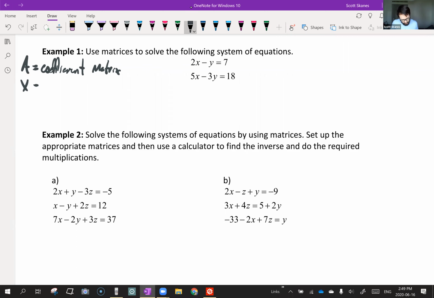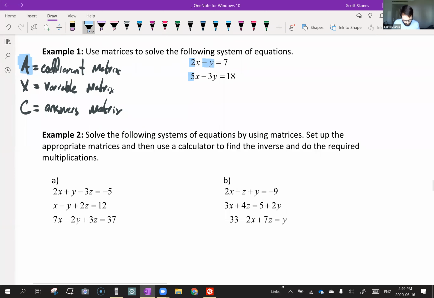The matrix X is our variable matrix. It's the matrix that holds all of our variables, in this case, X and Y. And our matrix C is, well, I guess the solutions matrix, or I'll just call it our answers matrix. And I'll color code these so you know what I'm talking about. Our coefficient matrix is going to come from these numbers. Our variable matrix is going to come from these letters. And our answers matrix is going to come from these numbers.